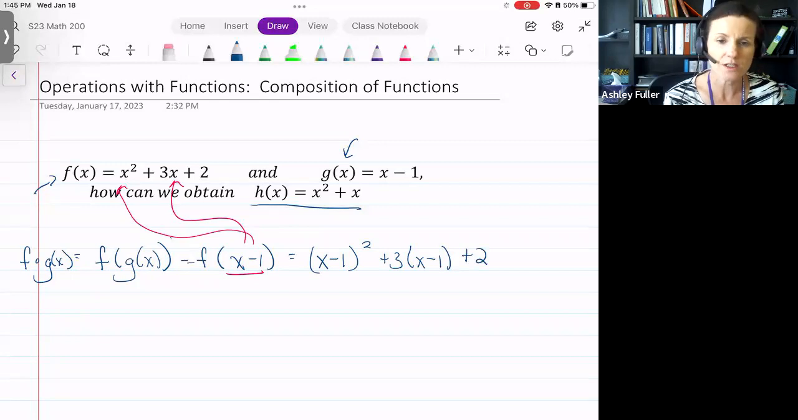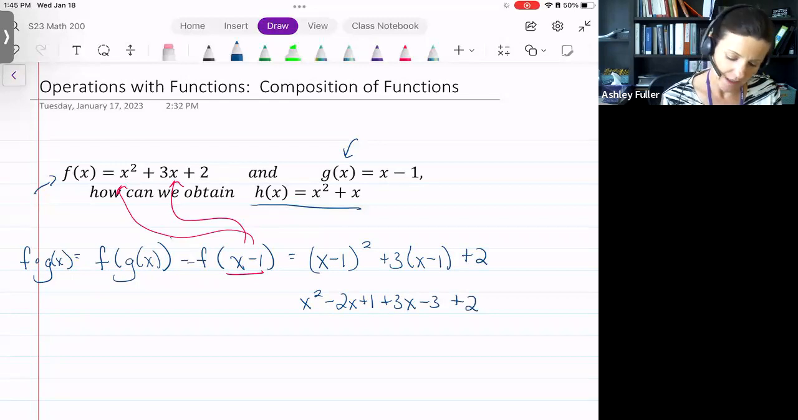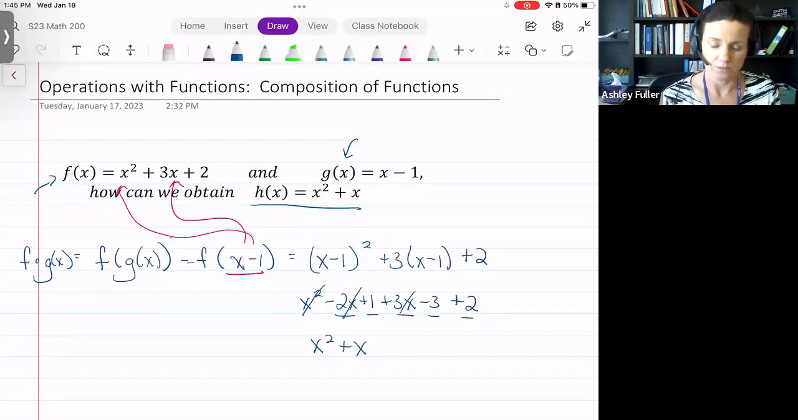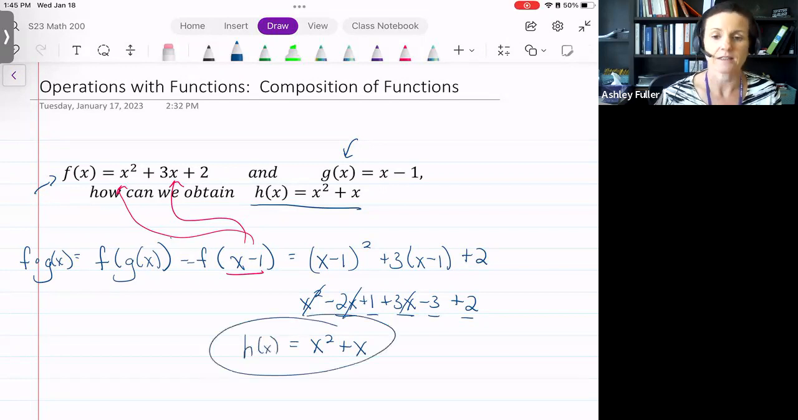Performing those operations, we FOIL and get x squared minus 2x plus 1 plus 3x minus 3 plus 2. And combining like terms, we end with x squared plus x. And combining our constants here, we get plus 1 minus 3, which is negative 2, plus 2 is 0, leaving us with h of x.